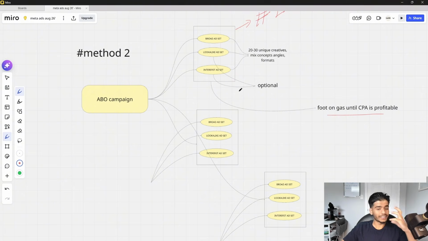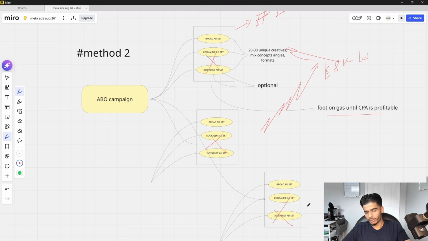And if this is too complex, you can just get rid of the lookalikes and interest. You can do just fine with just the broad ad set and keep scaling, keep scaling, keep scaling. Let's say at $8,000 a day, this is not profitable. Then you just get rid of it, and the other ad sets you were testing, give the budget to them.